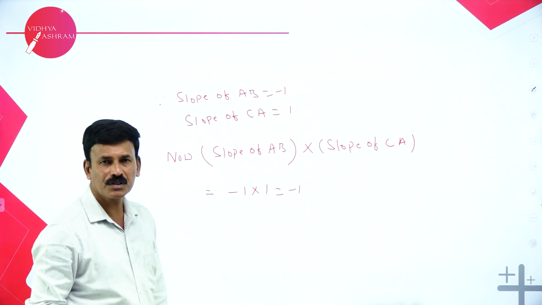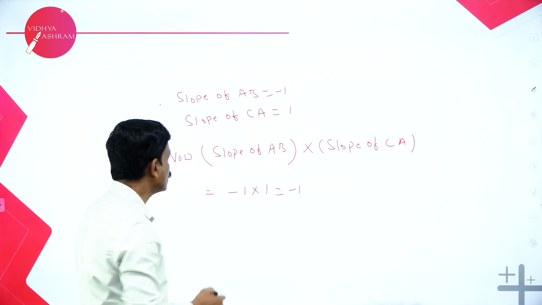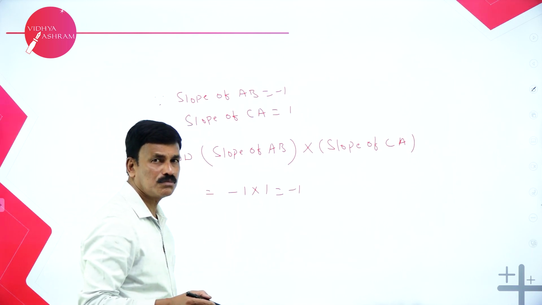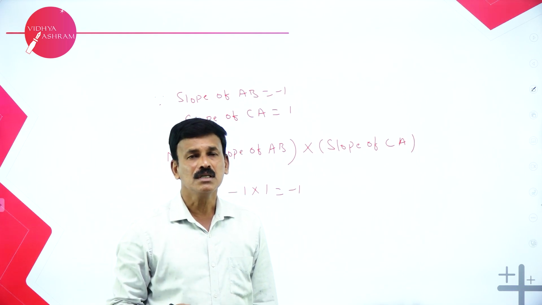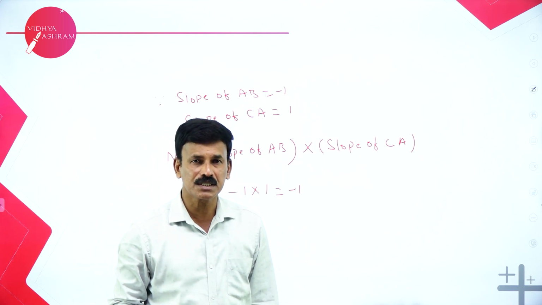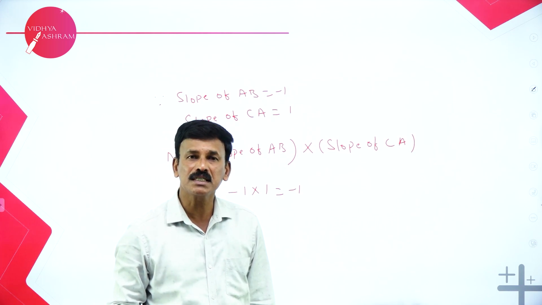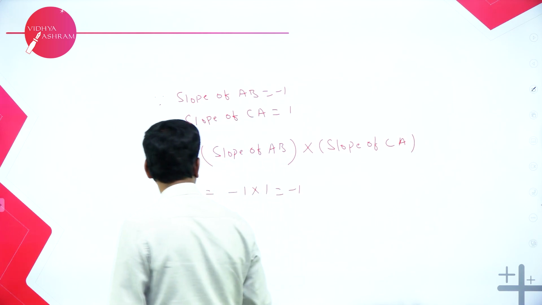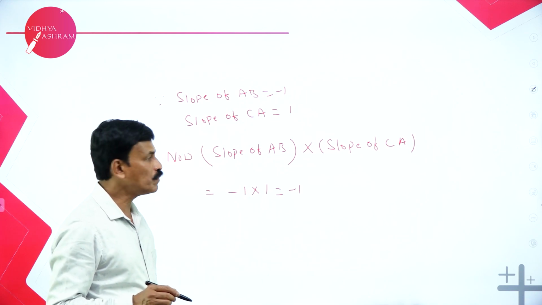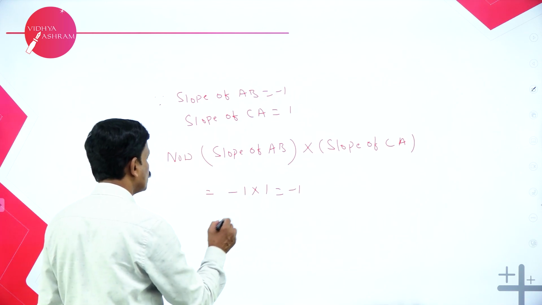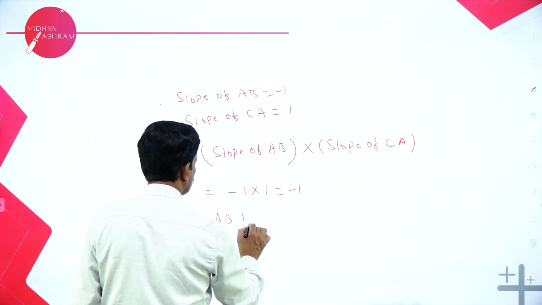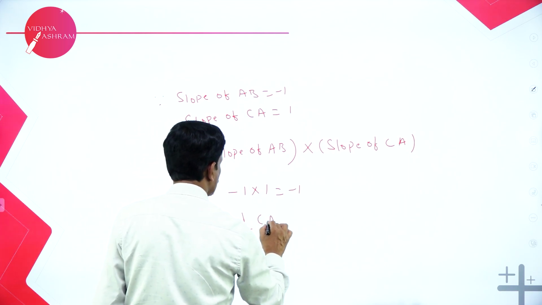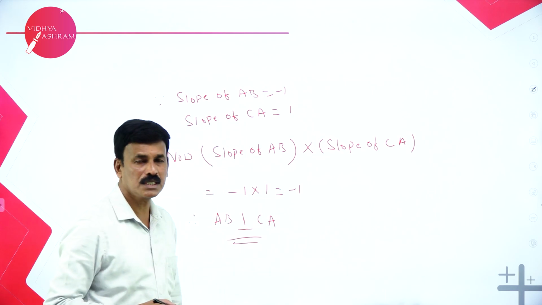So, this is of the form m1 into m2 is equal to minus 1. The product of slopes being equal to minus 1 means they are perpendicular. That means the angle between them is 90 degrees, so it is a right angle triangle. Therefore, the line AB is perpendicular to CA.